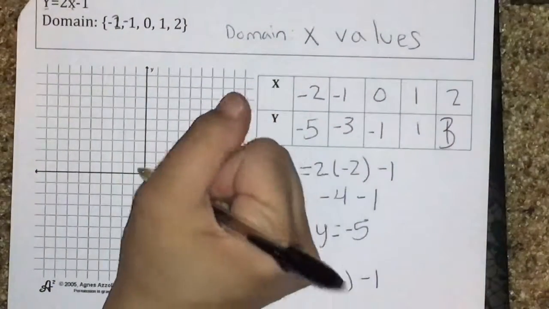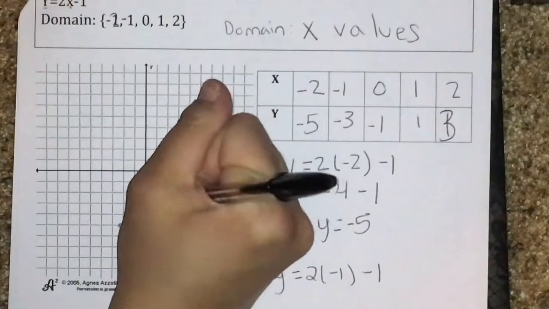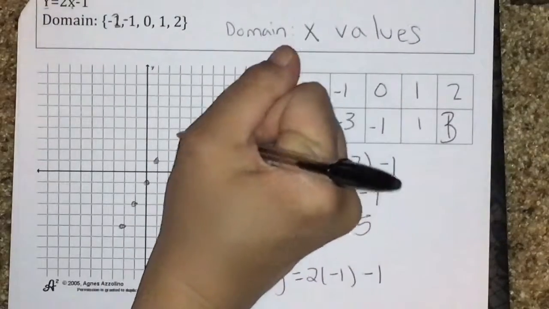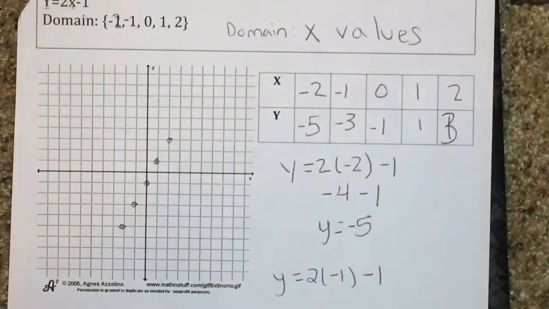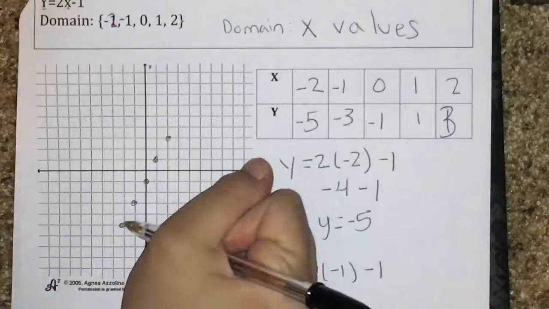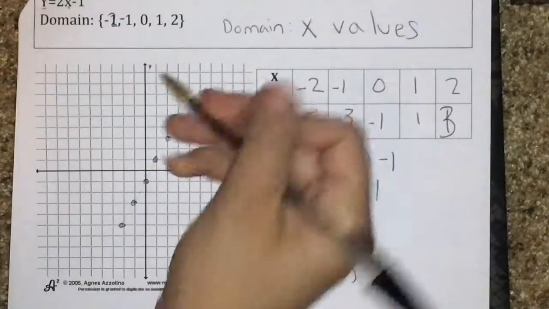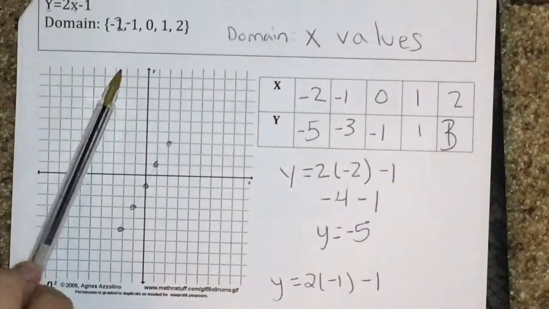So -2, -5, -1, -3, 0, -1, 1, 1, and 2, 3. You are not to connect these because that would be saying that the spaces in between here are also included in the function. But they only gave you these x values to work with.